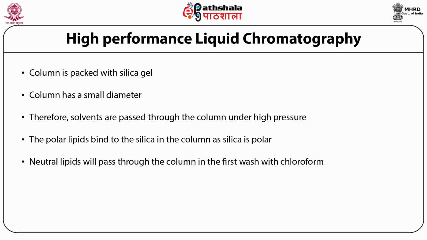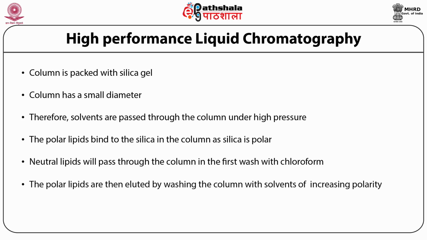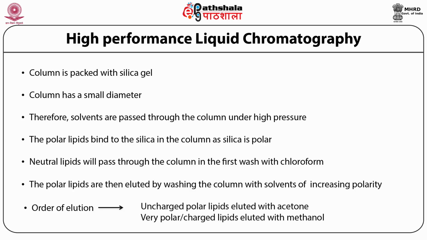So the first eluate will contain a mixture of neutral lipids. Then the polar lipids will be eluted by washing the column with solvents of increasing polarity. The order of elution would be that if you are using acetone as the solvent system to elute the lipids from the HPLC column, uncharged polar lipids will be eluted first. And if you're using methanol, very polar or charged lipids will be eluted.